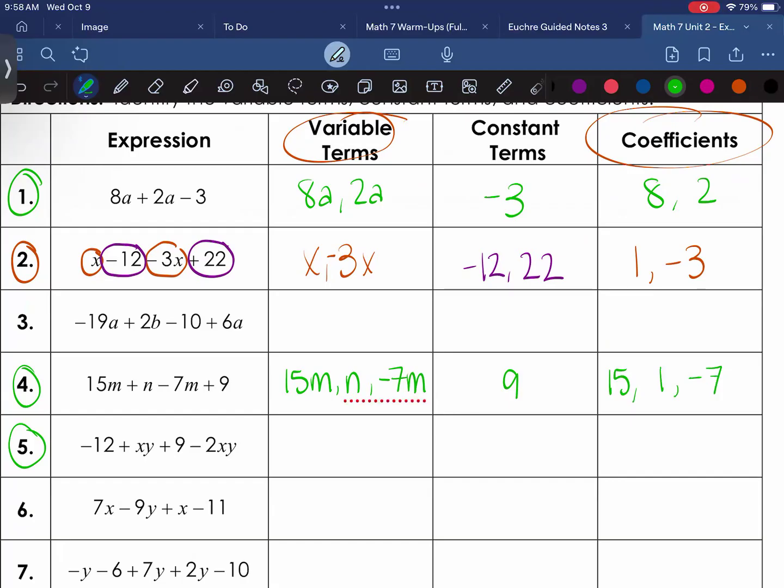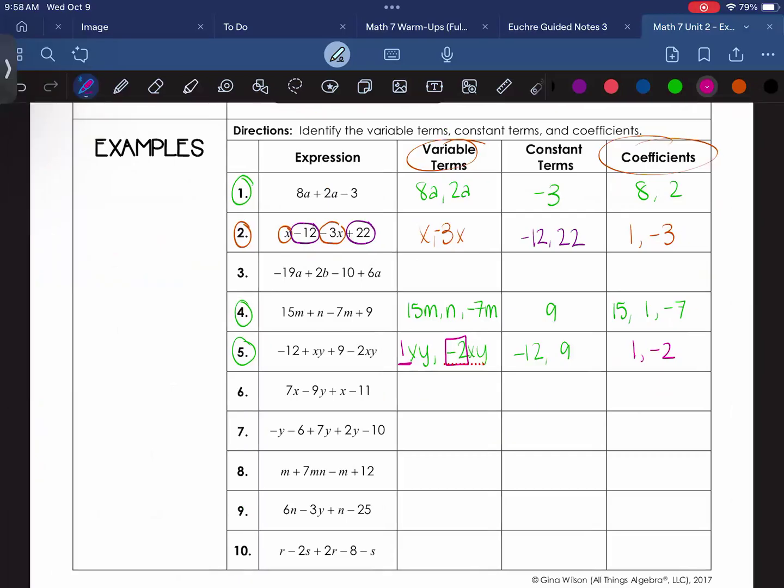Number 5, you should have gotten xy and negative 2xy. I know that was a tricky one there. My constants were negative 12 and positive 9. And then my coefficients, remember, are the numbers that you see attached to the letters. So here we have an invisible 1 in front of that xy, and then here we have negative 2. All right, if you got a few of those wrong, make sure you pause the video here and ask for clarification so that you don't keep getting those wrong.